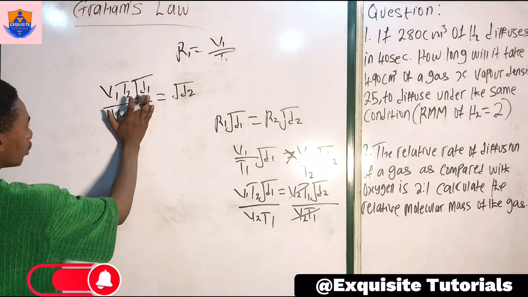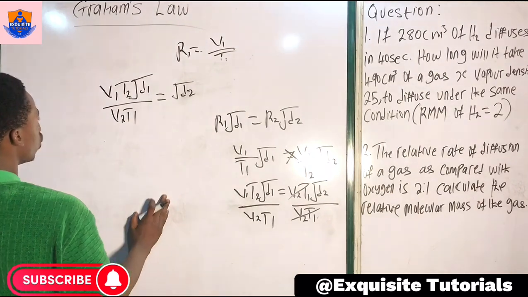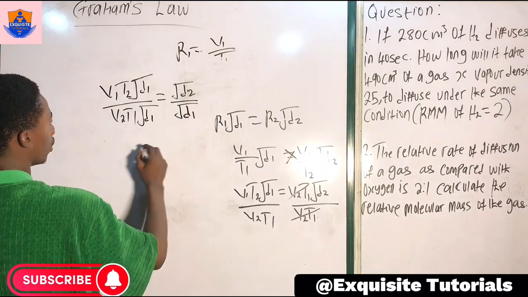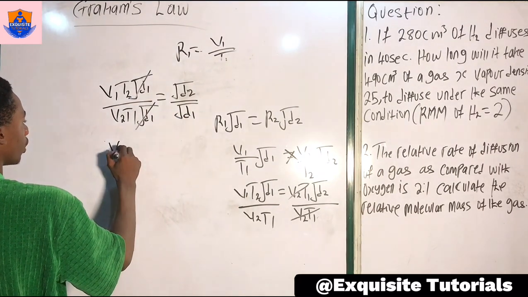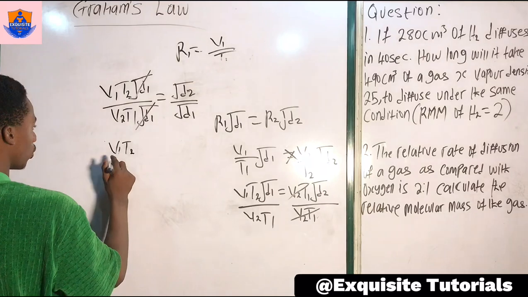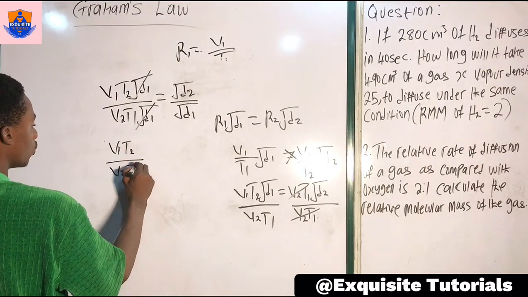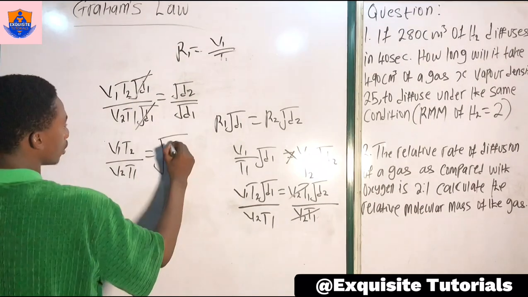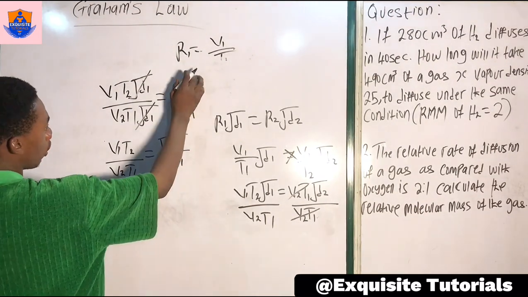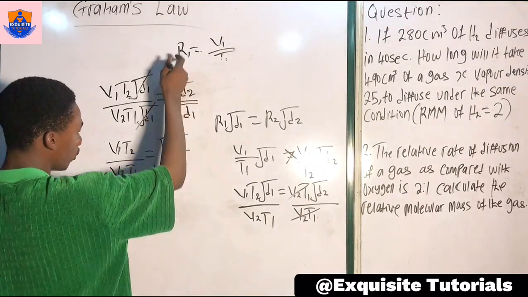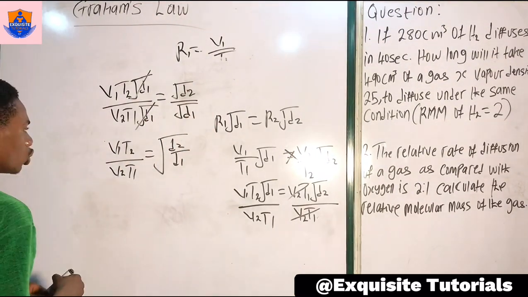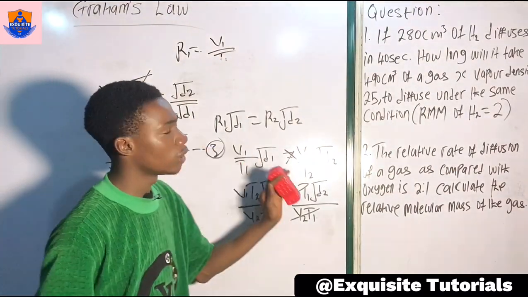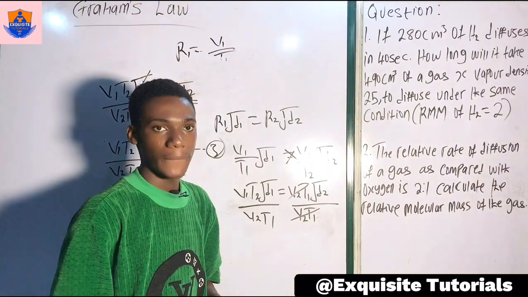So let's take this square root, root D1, to the other side. So we are dividing both sides by root D1. So this cancels this. So we have V1 T2 over V2 T1 is equal to root D2 over D1. I told you once we have square roots, we take one square root, then put everything in the square root. So now this is equation 3 on Graham's law of diffusion.